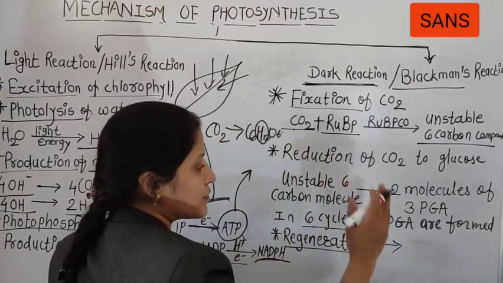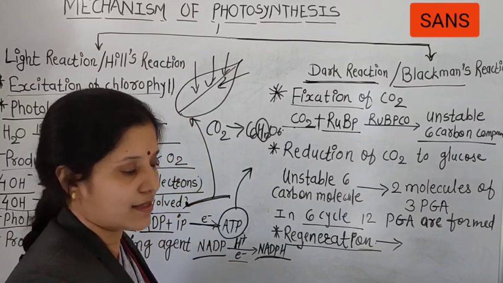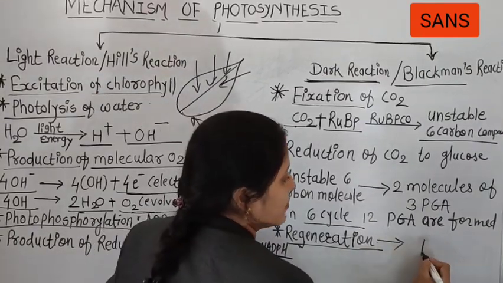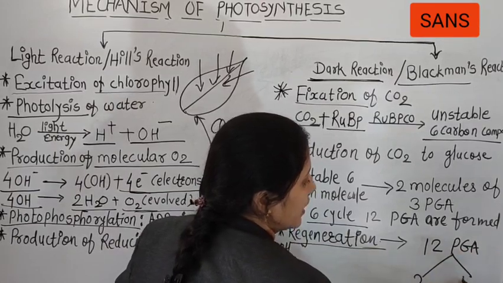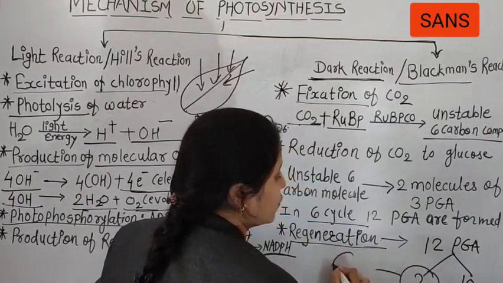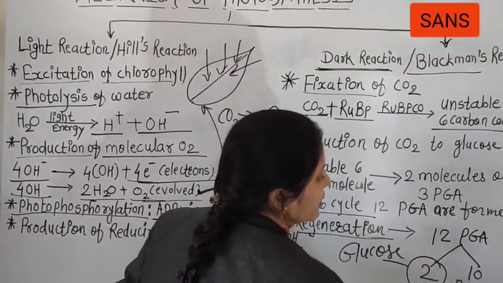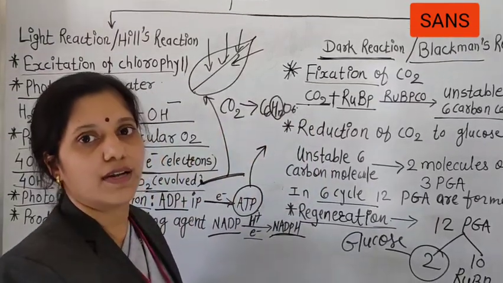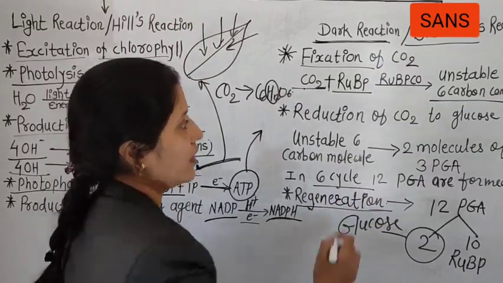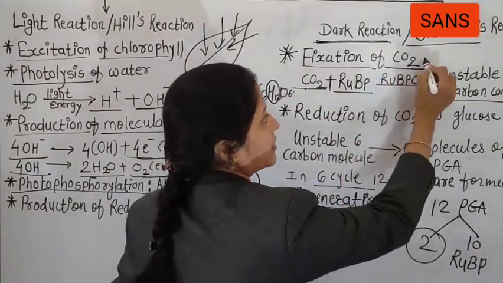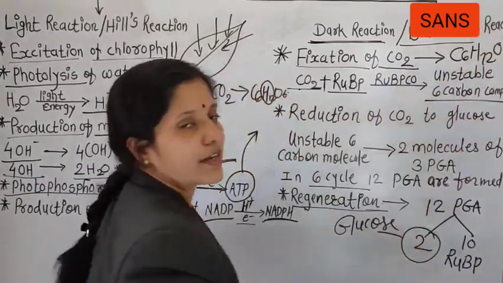Then such 6 cycles will form 12 molecules of 3 phosphoglyceric acid, and in the next step these 12 PGA molecules will be broken into 2 and 10. These 2 will be utilized to form glucose and 10 will be utilized to regenerate ribulose biphosphate. In that way, ribulose biphosphate will be regenerated back in the dark reaction and carbon dioxide gets converted into glucose in the dark phase of reaction.